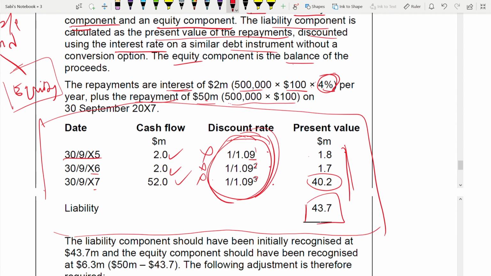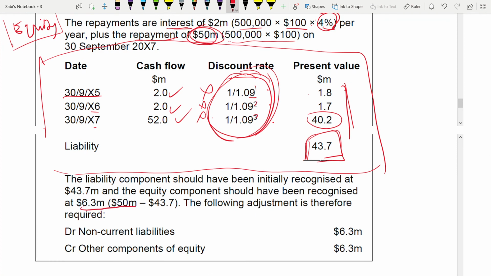What is the total amount? It should be, see, 500,000 into 100, that means 50 million, right? This has to be a repayment. Out of 50, liability is only 43.7. That means the balance is what? 50 minus 43.7 is your equity, which is 6.3 in this case. Very simple, right?